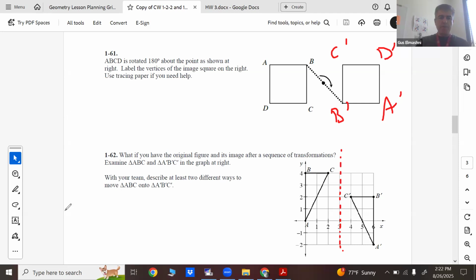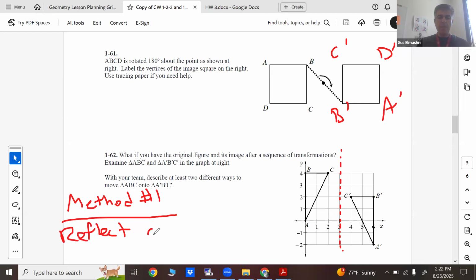So you can say method 1. Yes, reflect. I'm going to be kind of precise here. Reflect about x equals 3 because you're jumping about that line. And then we shift 2 down. That would totally make sense. I would 100% agree with that.